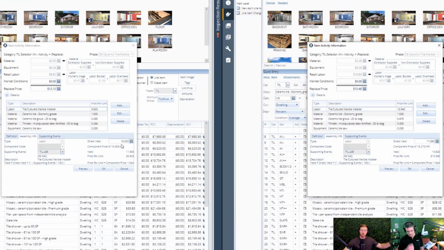Now, reminder, we have March 2023 on the left, old. We have April 2023 on the right, new. So last month, the line item for tile AV minus basically said that you could install 19.2 square feet per hour in a perfect environment, no distractions, no homeowners, no chaos of restoration, 19.2 square feet per hour.